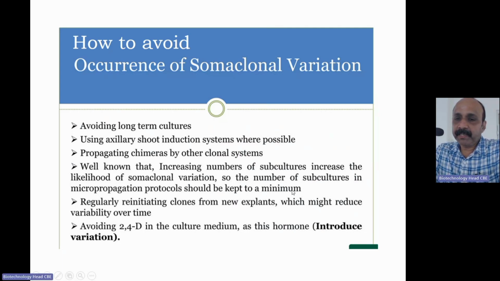So regularly go for mother culture preparation, not just subculture. Regularly reinitiating clones from new explants will reduce the variability over time. Like 2,4-D, which is a harsh herbicide and also a hormone, can easily introduce this variation in those plants. So avoid 2,4-D in the culture medium.